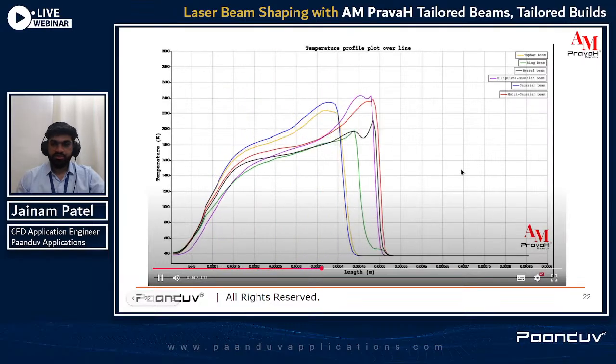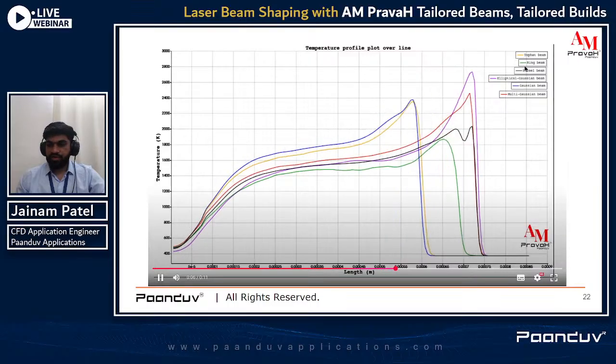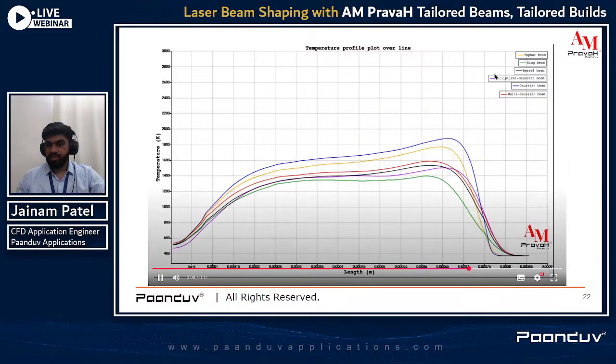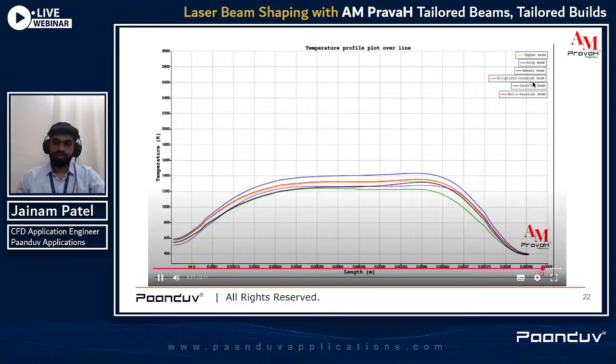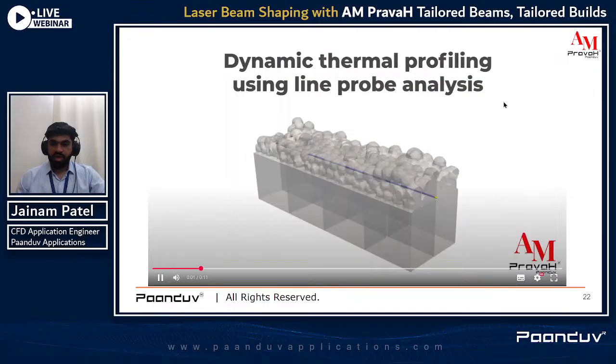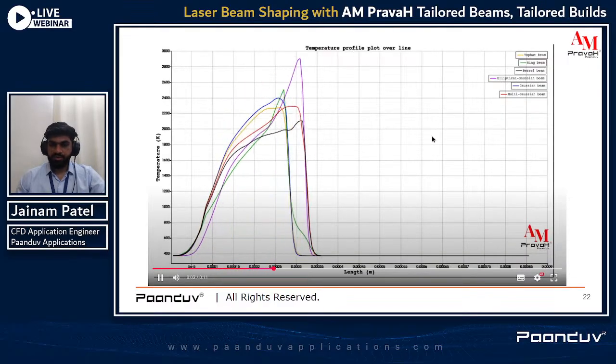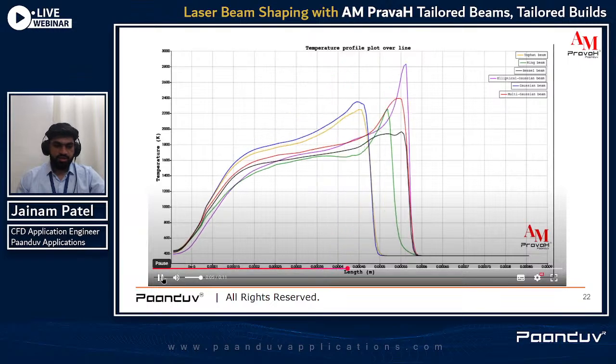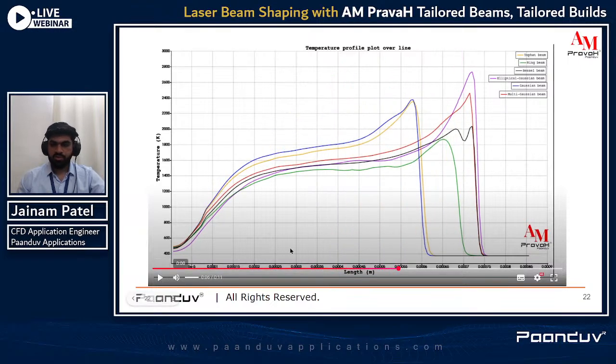So this one is a temperature profile plot over a line where I have taken the same six beams: top hat beam, ring beam, laser beam, elliptical Gaussian beam, and multi Gaussian beam. We can clearly see that. Let me pause this video.